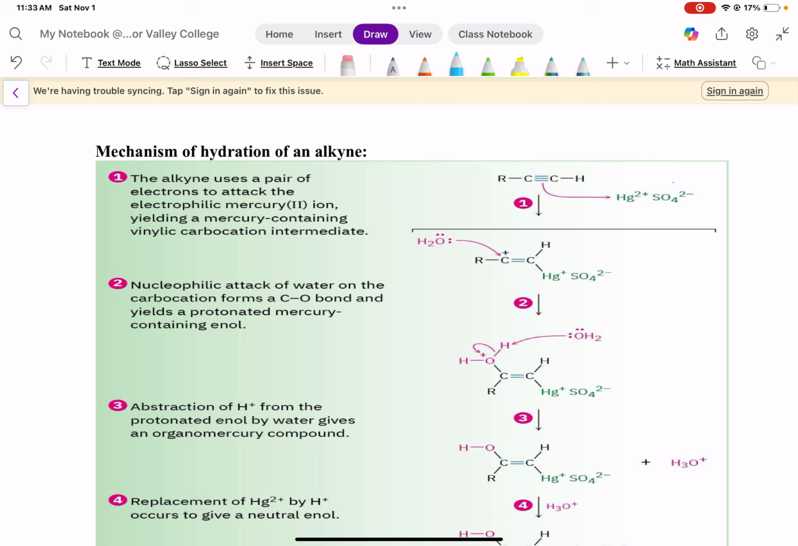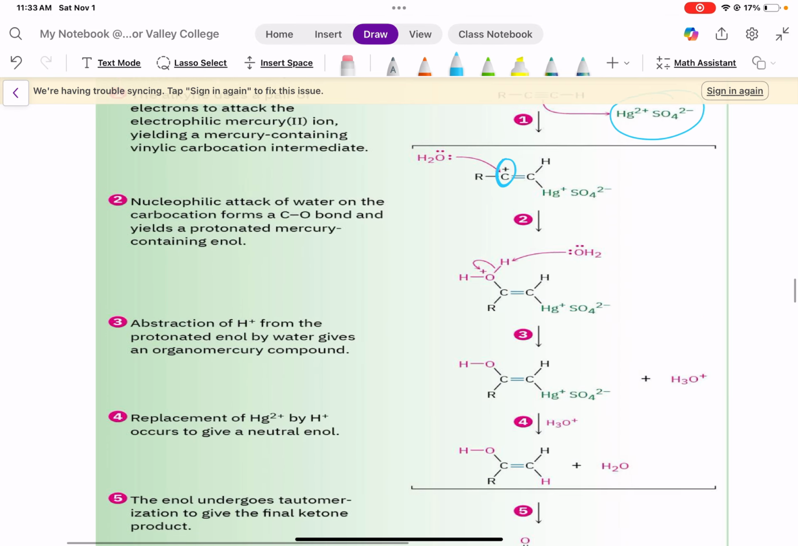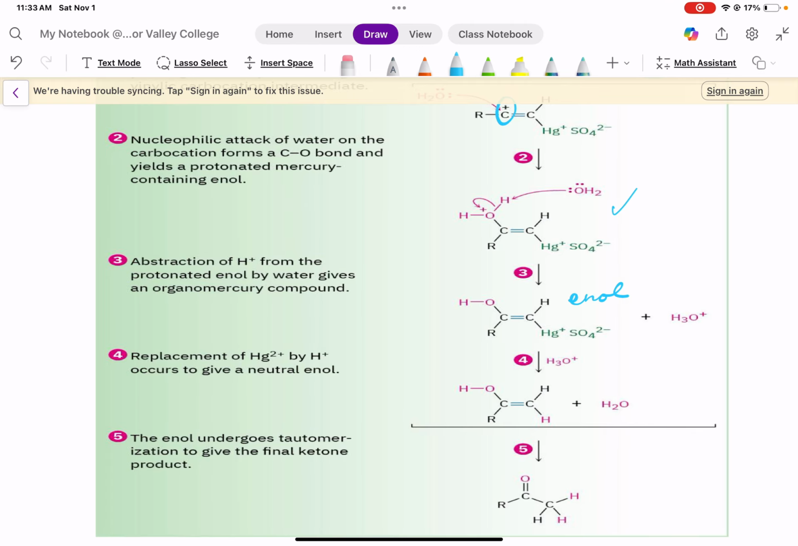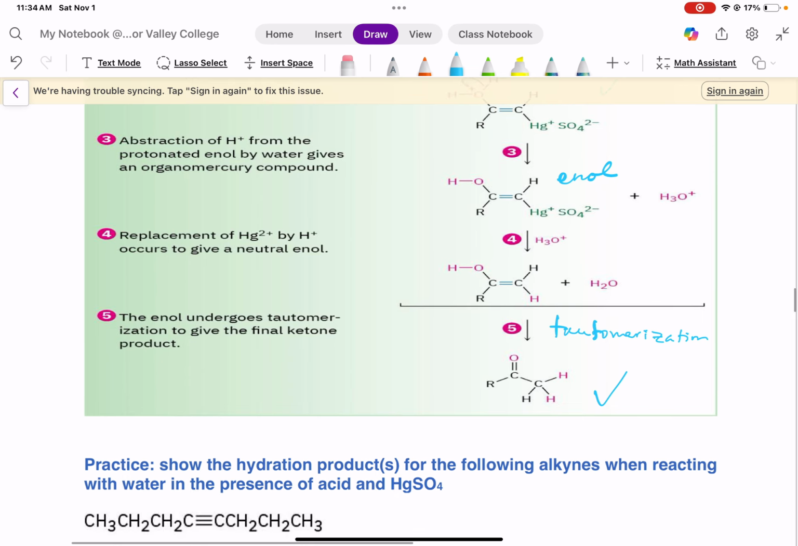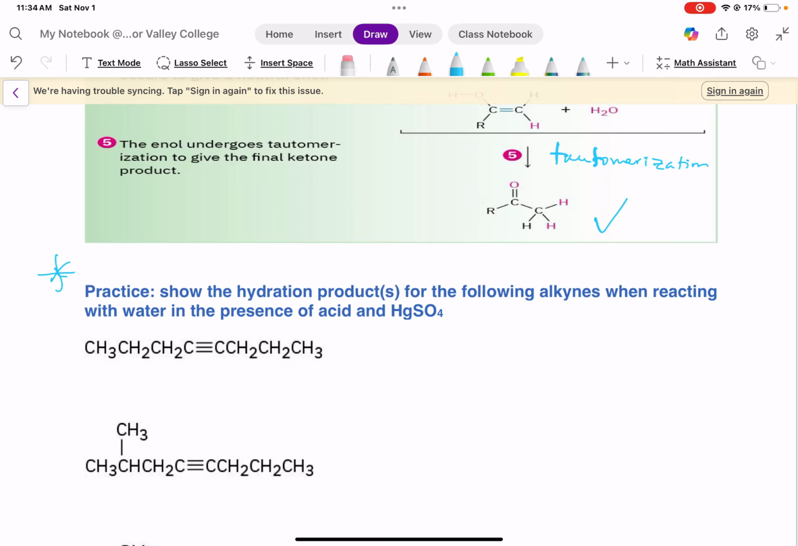You can see mercury sulfate helps out to form the cation, and then water comes in and eliminates the hydrogens, and you got the enol, and then it rearranges, it's actually called tautomerization, into ketone or aldehyde. Okay, now I'll let you guys practice this, and then we'll continue in the next video.